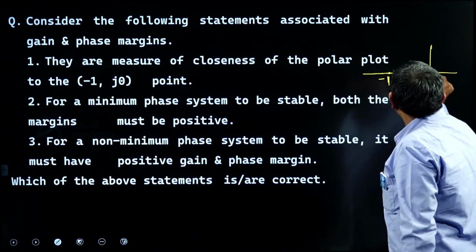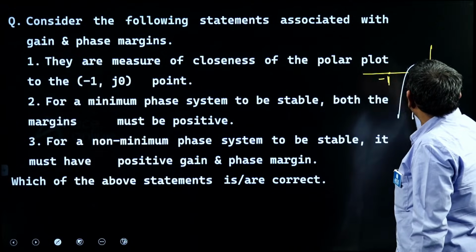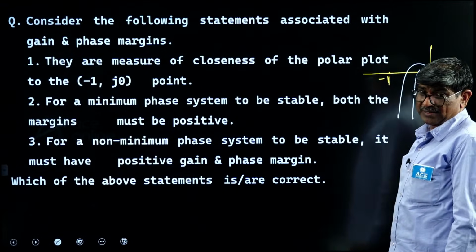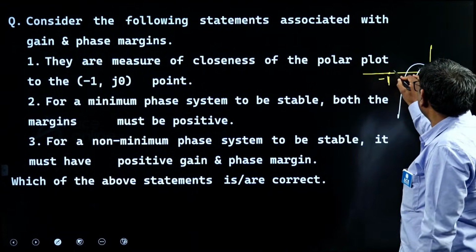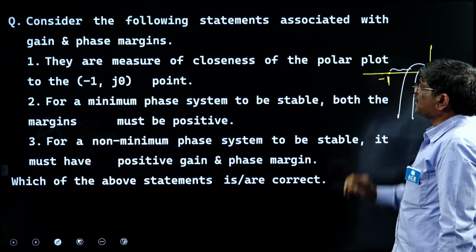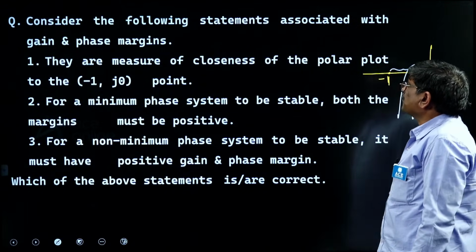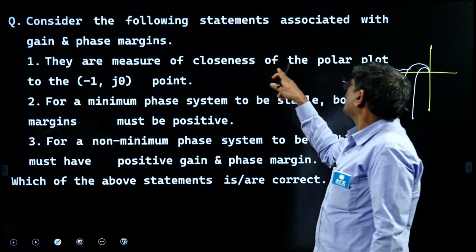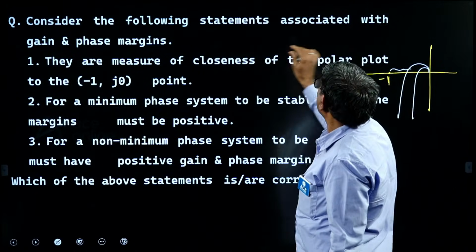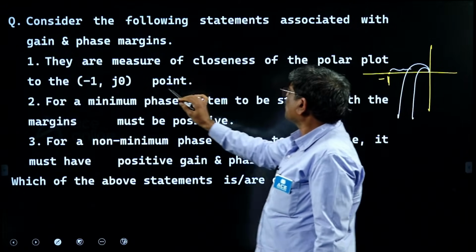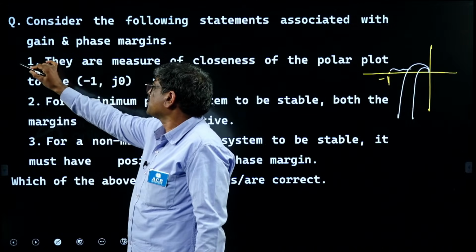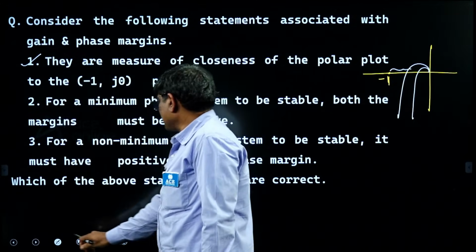So as the intersection point moves close to the -1, what happened? The system becomes less relatively stable. That means the distance measures the stability of the system. They measure the closeness of the, it is asking about gain and phase margin. So closeness to the what? -1 plus J0, correct.